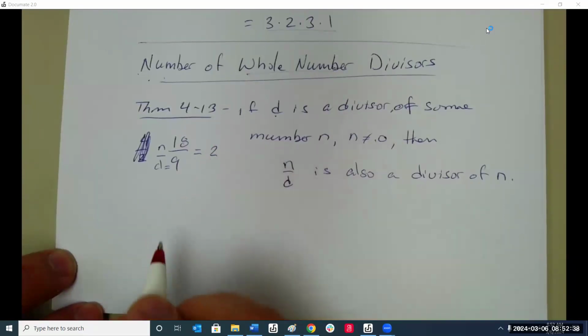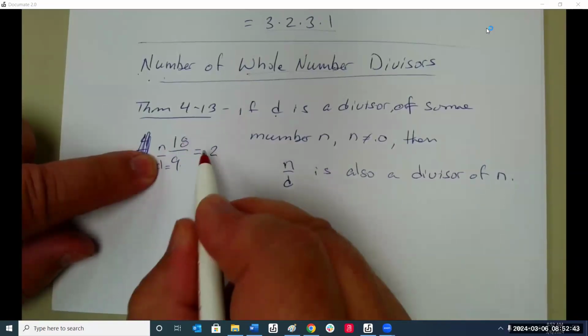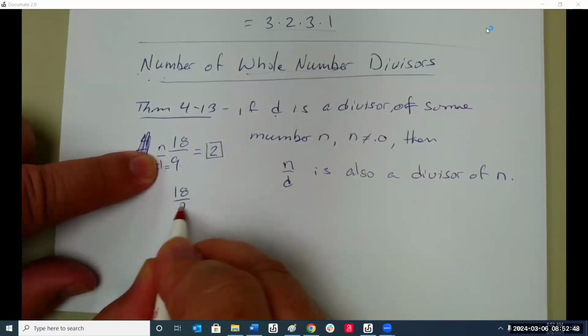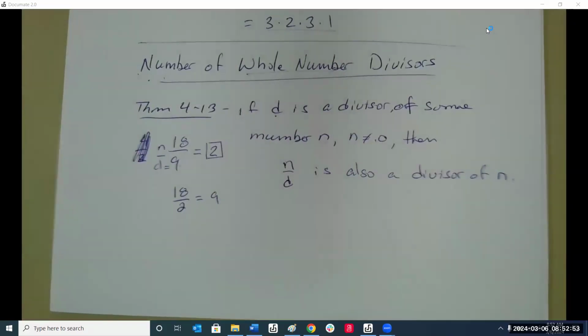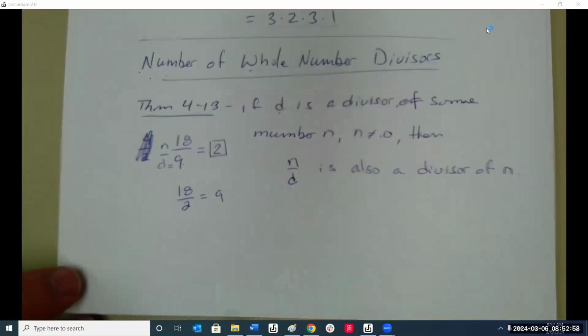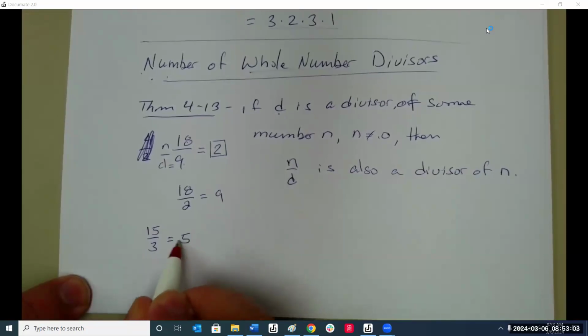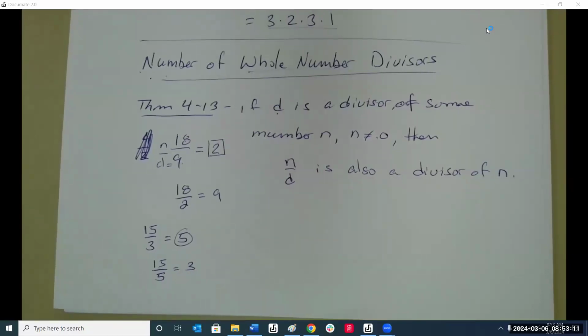2. So since we know 9 is a divisor, then this answer here is also a divisor of N. Or 15 divided by 3 equals 5. That means 15 can also be divided by 5, which gives us 3. That's what the whole number divisor tells us.